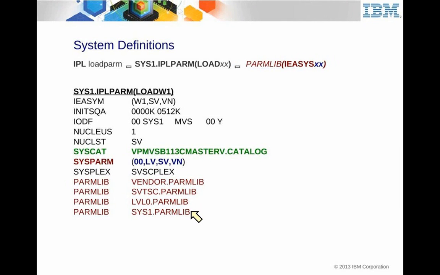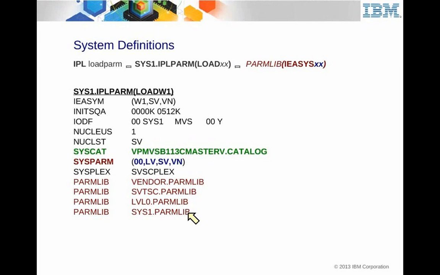Now, our environment is a little bit more complex than most, in that we have multiple PARMLIBs, and notice there's a SYSPARM entry. A lot of people in a lot of shops will just have SYSPARM say 00, so they'll just have one SYSPARM member. But what this SYSPARM member is really looking for is IEASYS and then a suffix. So it's going to search for IEASYS00, and it's going to look here. If it can't find it, it will look here. If it can't find it, it'll look here. If it can't find it, it will look here.